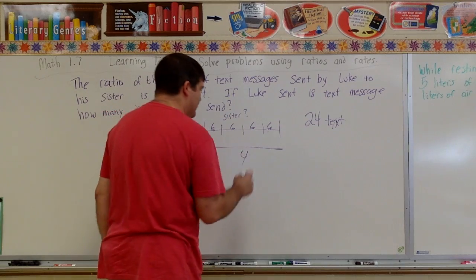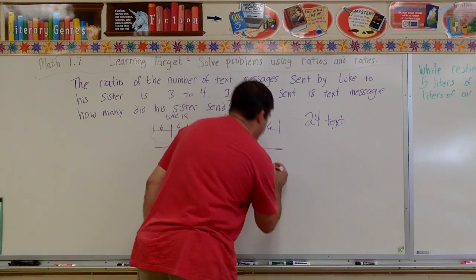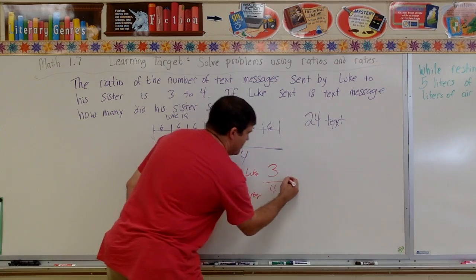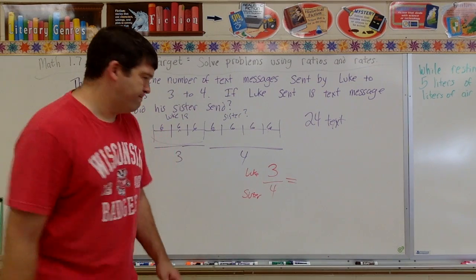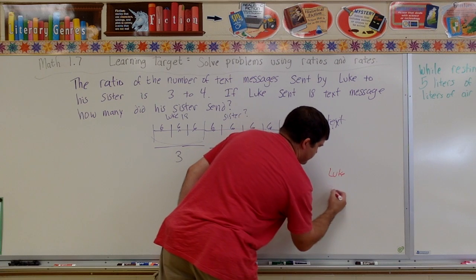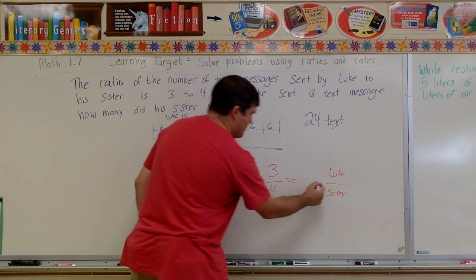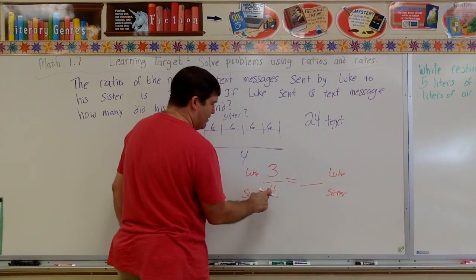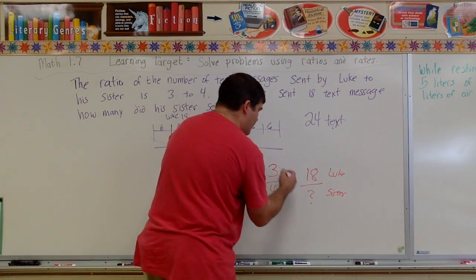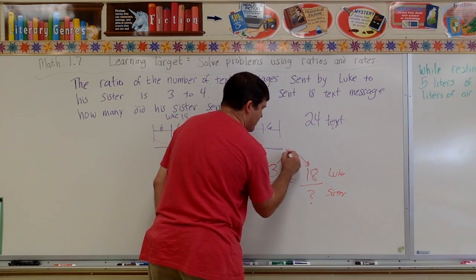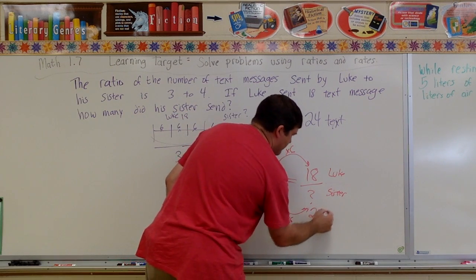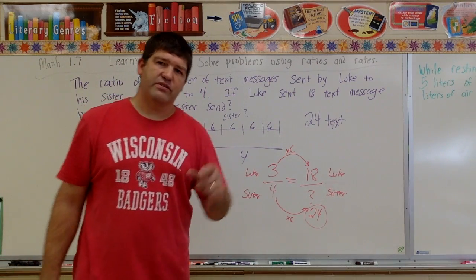The other way to do that would be like this. Let me do this one in red. 3 to 4. This is Luke. This is sister. We're going to set it up as equal fractions. 3 to 4, and Luke has to be on top. You have to do the same on each side. So if Luke is 3 to 4, we know that Luke did 18. All we're missing is that number right there. If I want them equivalent, 3 times what equals 18? 3 times 6. So 4 times 6 will give me 24. So we know that Luke's sister sent 24 text messages.